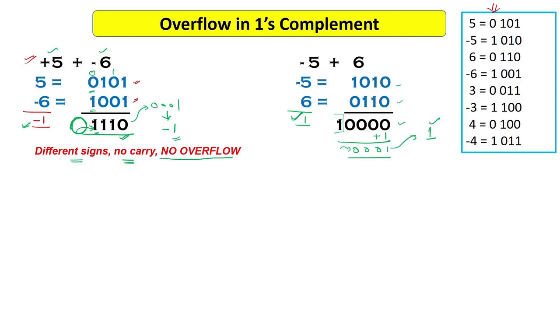I was thinking of 1, I got 1. So here also we have the different sign numbers, positive and negative number. We have got the end around carry, that is the carry out bit as 1, but there is no overflow.